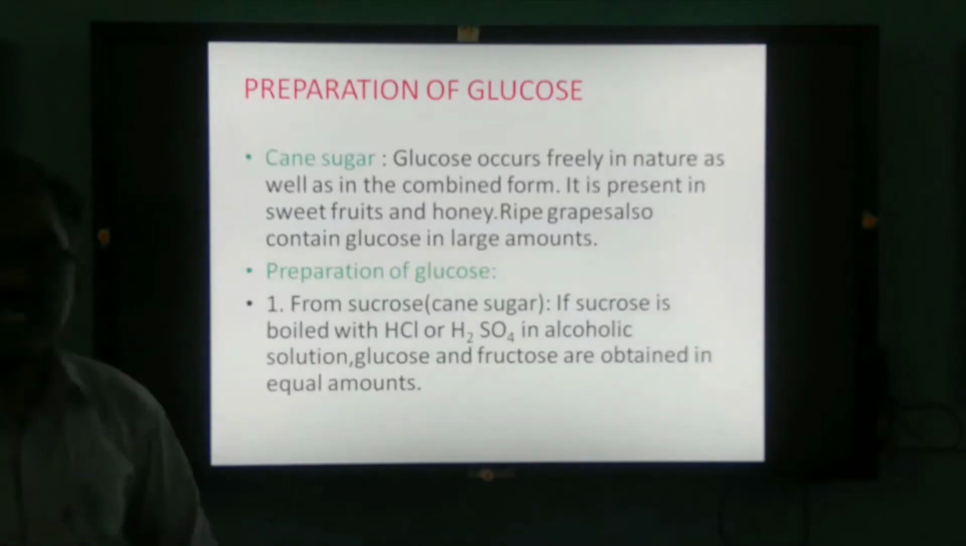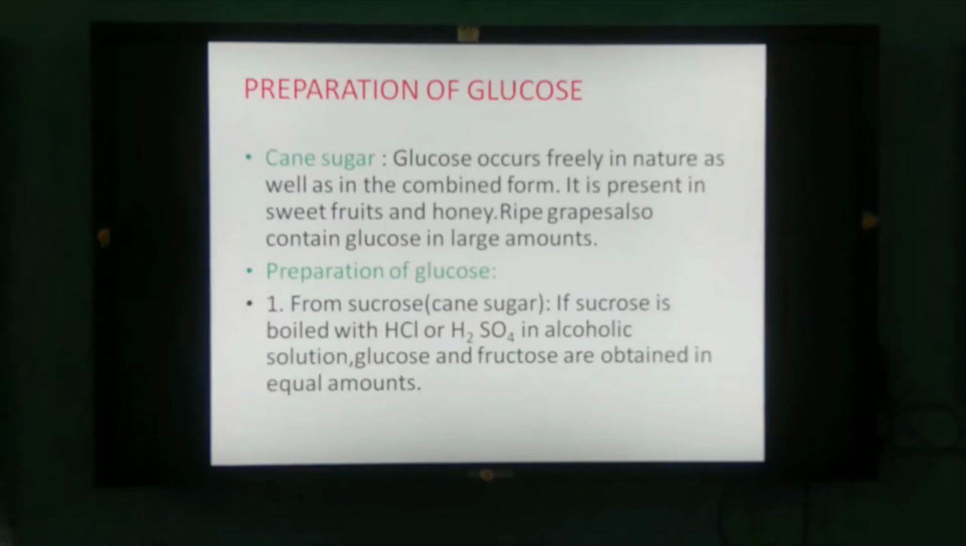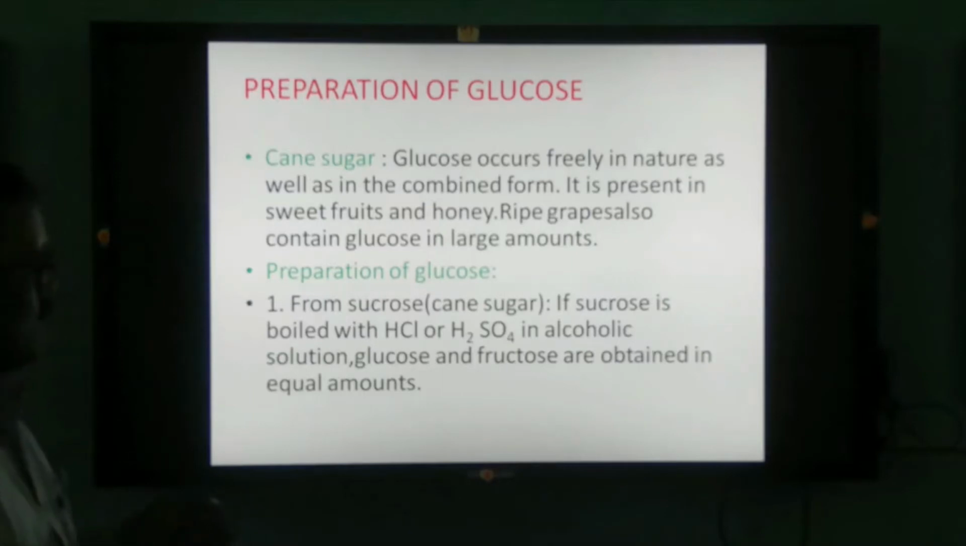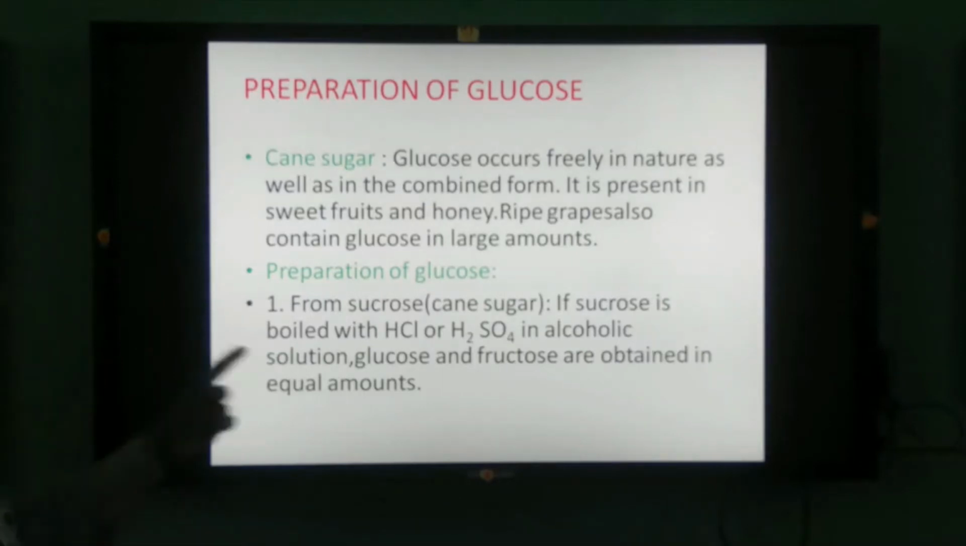So how is glucose prepared? One of the sources is cane sugar. Glucose occurs freely in nature as well as in combined form. Mainly it is present in sweet fruits and honey. Ripened grapes also contain glucose in large amounts. Ripe grapes, okay, that is the main source. Honey, sweet fruits and ripe grapes. Understood? Also it is prepared from sucrose.